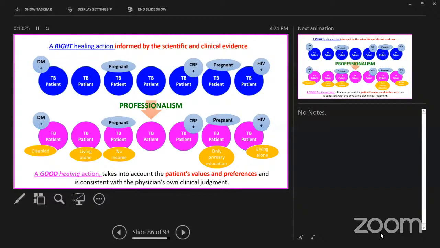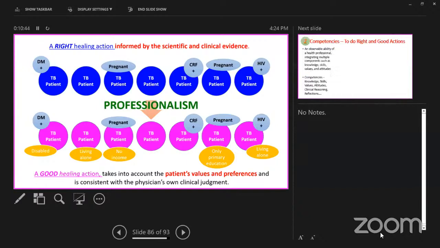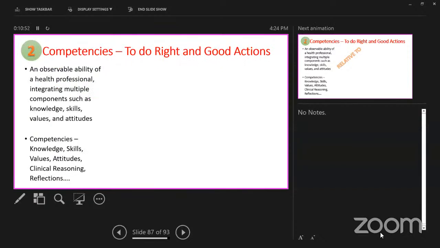You can learn it from the book, but when it comes to real patients, they are totally unique, totally different from each other, and this is the art of medicine, which you must learn and will learn during your internship. That is how professionalism comes. Professionalism is not only taking the right action, but also taking good action, and that is when professionalism comes, right?